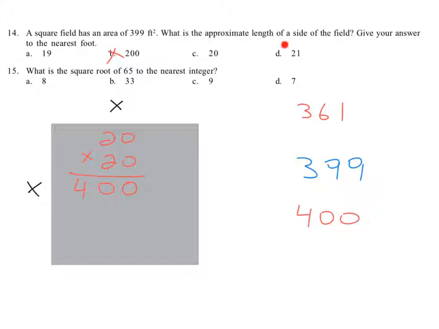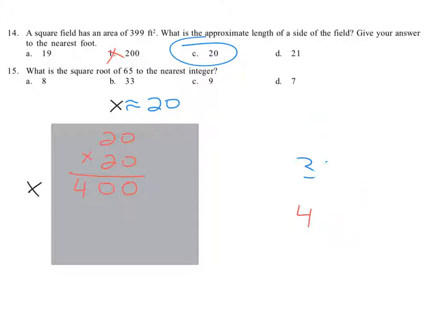So it doesn't make any sense for us to check 21. That's going to be higher than 20 squared, which is so close to this that effectively, if we round it off, 20 times 20 is 400. That's basically what they're asking for: what's the approximate length of the side of the field? When we use approximate, we put a wavy equals sign saying it's not exactly that, it's approximately 20. That's our answer. Approximately 20 feet by 20 feet is the measure of this field.